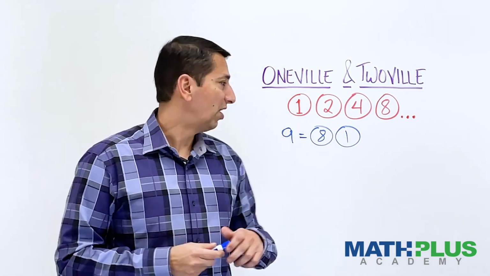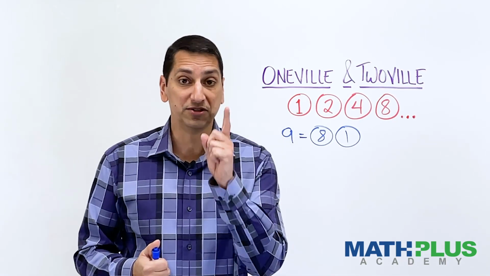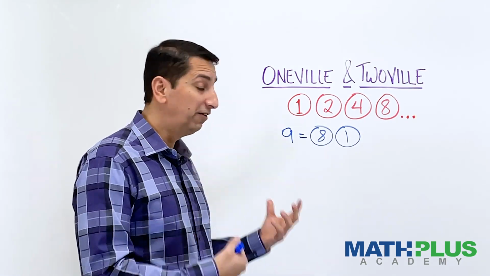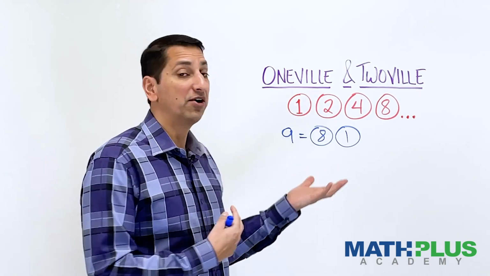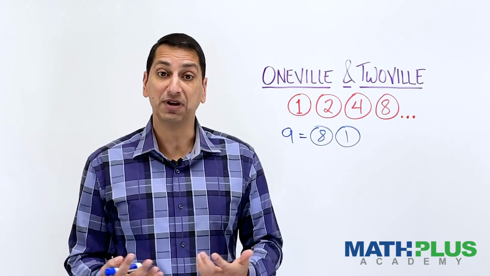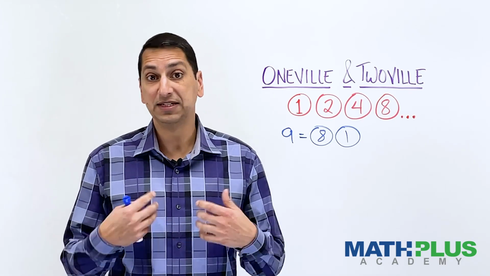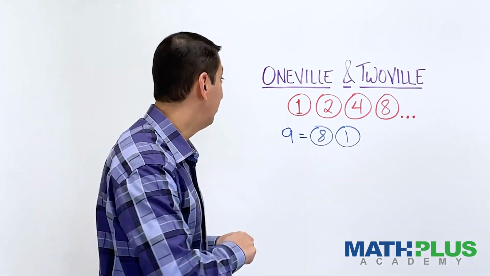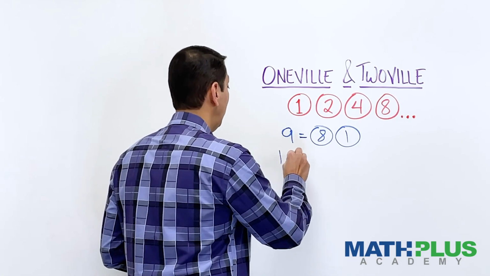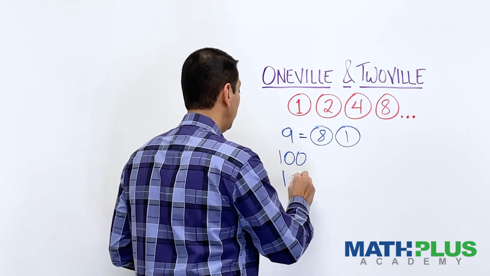And then, are there any other ways to do it where you can use one of each coin? So in Oneville, we have a question, which is, how many ways are there to make all the different amounts that you would need to make? 9, 10, 11, 12, and so on. Maybe even think about how many ways are there to make 100 or 1,000.